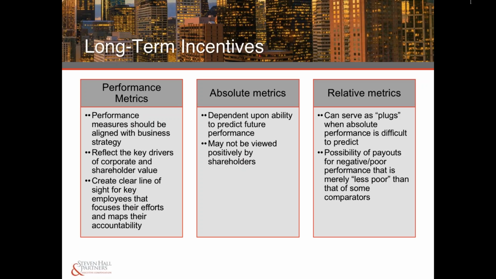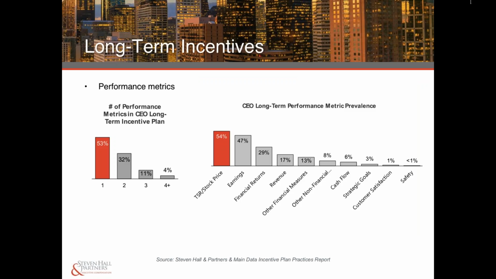If we look at metrics versus our database here, most common is one performance metric in the CEO long-term incentive plan. Right now, TSR and stock price is the most predominant metric there, with earnings a little bit behind. And then you'll see it's primarily either stock price or earnings. It gets the vast majority.